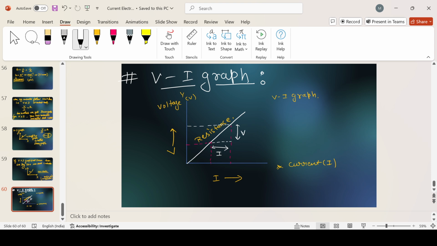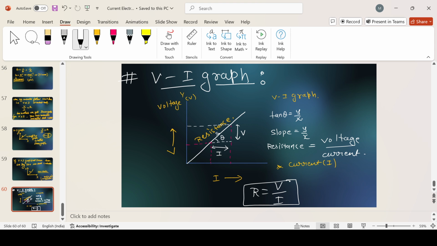If this is an angle theta, we write that tan theta is equal to y upon x, but in the form of slope we write slope is equal to y upon x. The slope gives the resistance, so we write resistance here, and instead of y we write the voltage, and instead of the base, that is the x-axis, we write current. So we got the formula R equals V upon I. Got it, everyone? It's the basic form of it.